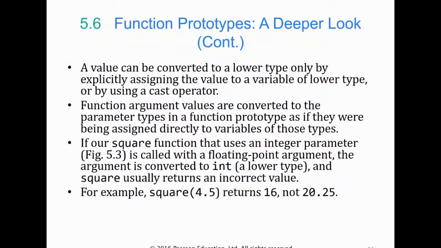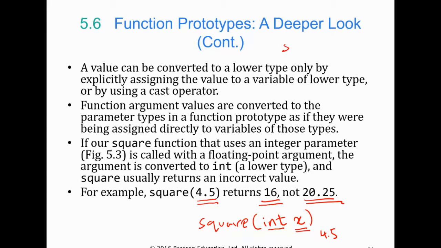For example, you're trying to take the square of the number 4.5, and square of 4.5 returns 16, not 20.25, which is the actual answer. Why is that? Because our function square is defined as something like int x, so it expects an integer. If it gets a float 4.5, it will convert it into 4, and then take the square. That obviously causes problems.